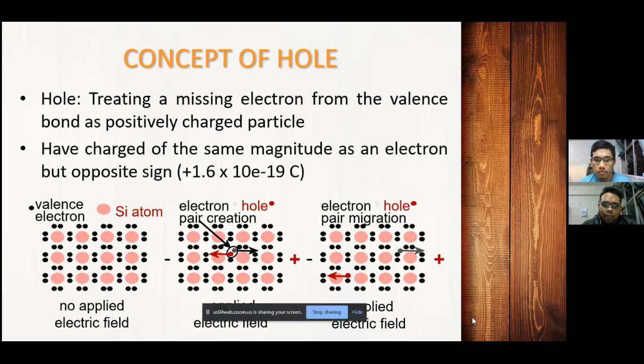Thus, in the presence of an electric field, excited electrons and holes move in opposite directions. It can be seen in the second figure, the applied electric field, that one arrow goes to the left and one arrow goes to the right, so they are in opposite directions. Okay, next.